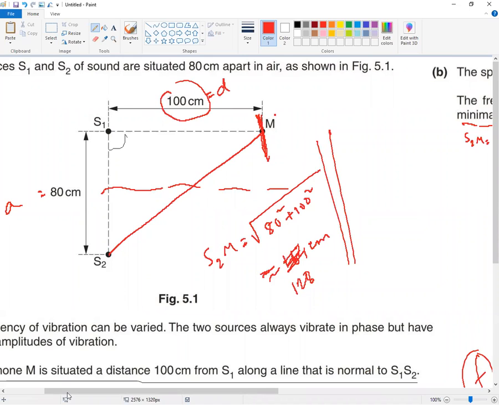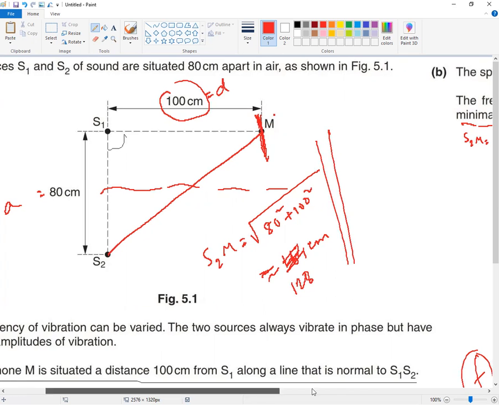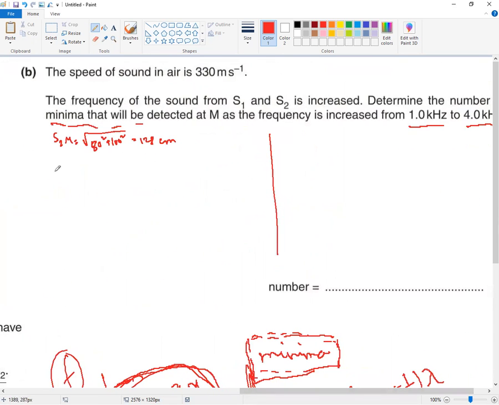Oh, we use Pythagoras, sir. The hypotenuse of this triangle. I'm trying to basically get the path length from S2 to M. Sure. Therefore, path difference equals 128 minus 100 equals 28 centimeter.